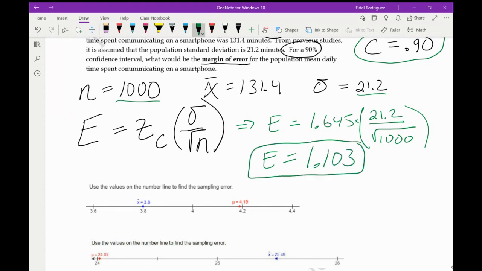1.103. The reason I went to 3 decimal places here was just like in the problem in the homework that we just did a minute ago. It said to go to 3 decimal places. So that's why I was doing that right there.